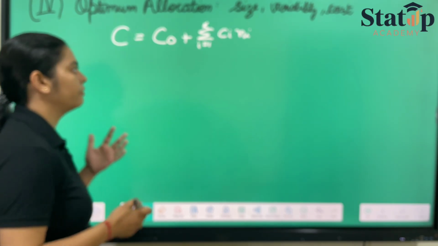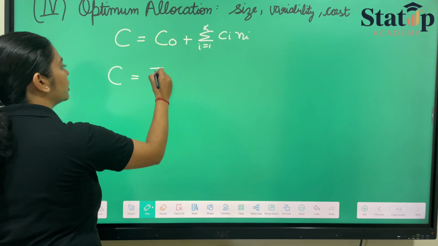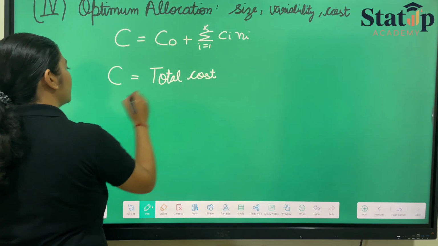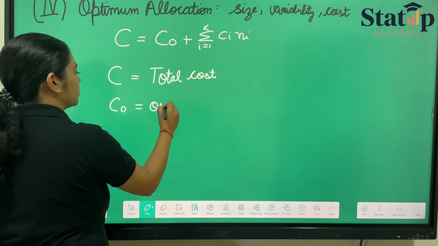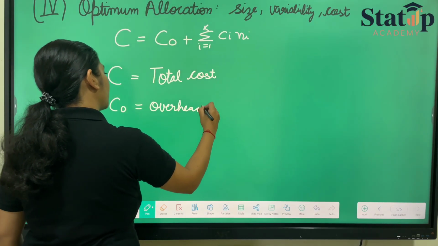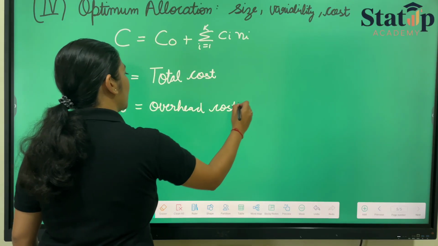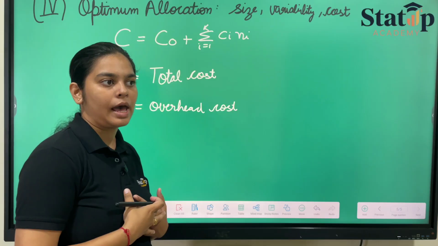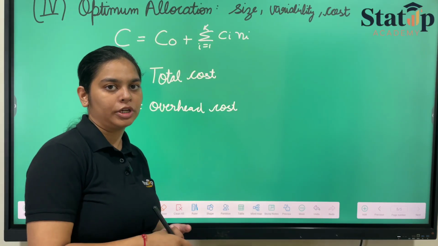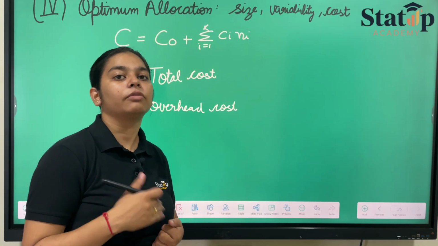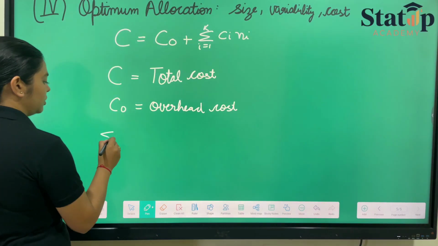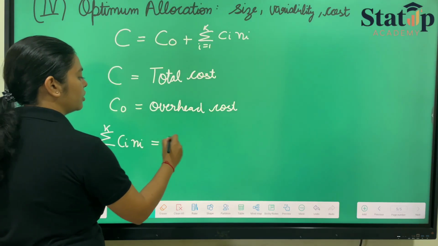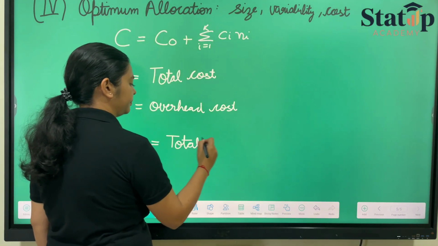We'll directly write this, where capital C is total cost, C naught is overhead cost. What is overhead cost? The cost which was there from the starting. Suppose I am starting a business, and the overhead cost that I have put in the business is 5,000 rupees. So that will be our overhead cost. Then summation i goes from 1 to k Ci ni is the total cost of each stratum.